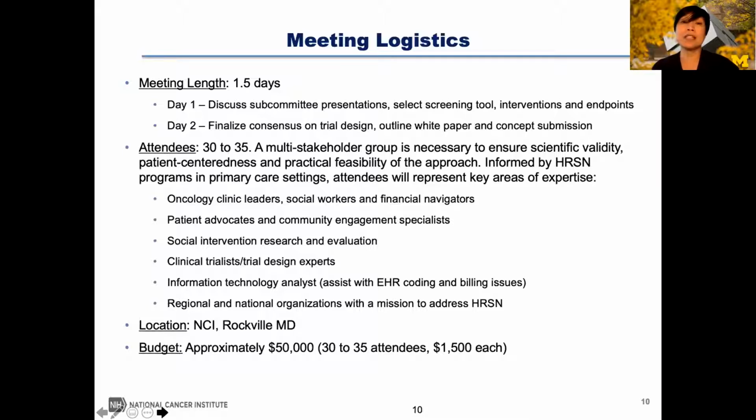The attendees will represent these key areas of expertise: oncology clinical leaders, social workers, and financial navigators, patient advocates and community engagement specialists, social intervention researchers and evaluators, clinical trialists and trial design experts, information technology analysts to assist with EMR coding and billing issues, and regional and national organizations with a mission to address health-related social needs. The meeting will be in person for now at the NCI with a budget of approximately $50,000.